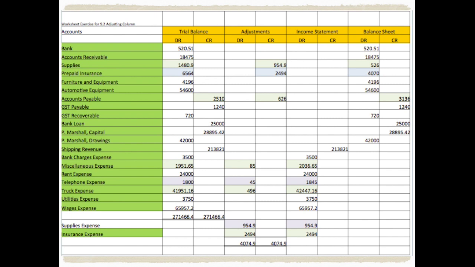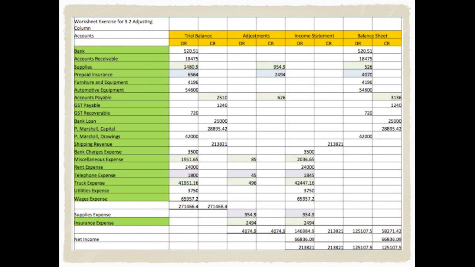So for supplies, how you would adjust them is you take the debit, which is $1,480.90, and then you take the credit, which is $954.90. You subtract the credit from the debit to give you how much you have left, which is $526. And you do the same for prepaid. And then after you fill in everything, you are now going to complete the columns at the bottom.